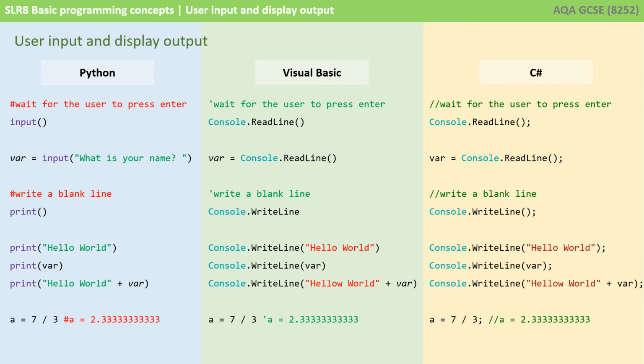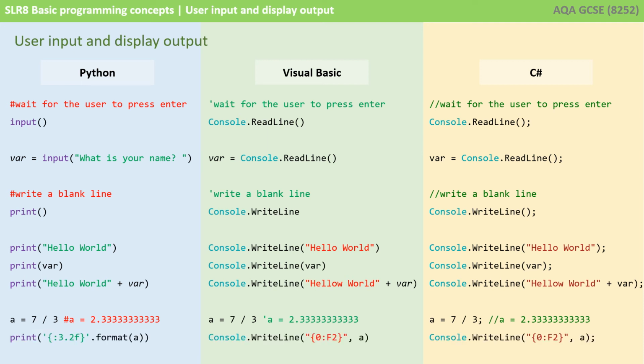One last thing to note here is about formatting your output. This is slightly beyond the specification, but it's worth knowing. So if we did the calculation 7 divided by 3, and we stored the result or assigned the result to the variable A. Now, assuming A is a real or float, so a data type which can hold a decimal point, then the answer of this calculation is 2.33333 reoccurring. Not a particularly useful output to the user.